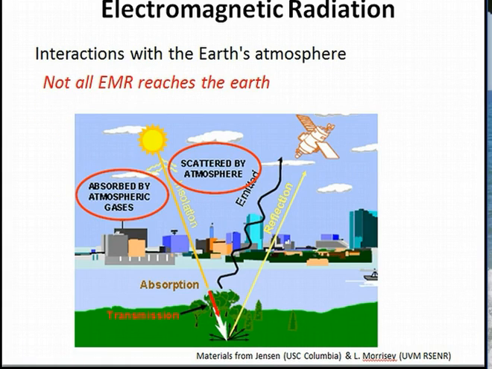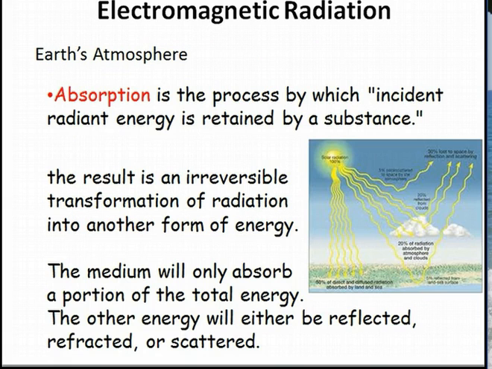The other major process of atmospheric interference is absorption. Absorption is different from scatter because when light is scattered, the wavelength and the inherent energy of that photon doesn't change. But when light is absorbed, it actually changes the wavelength by essentially absorbing a portion of that energy contained within that photon and then either reflecting, refracting, or scattering the rest of that energy.